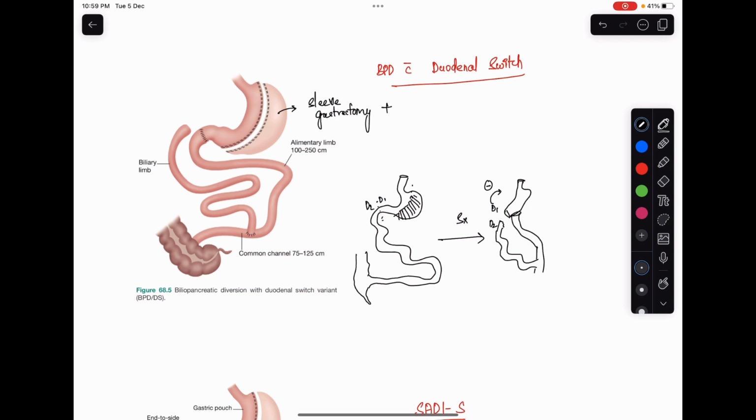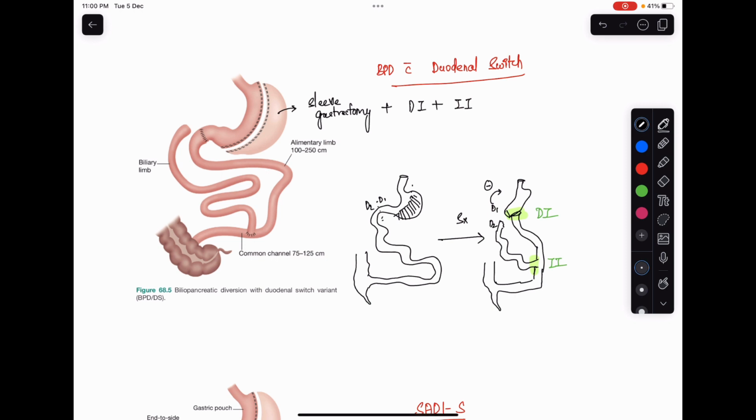Duodenum will be anastomosed to ileum, and we have ileoileostomy. So what do we have here? We have done sleeve gastrectomy, and this is duodenoileostomy, and this is ileoileostomy. So we have done sleeve gastrectomy, duodenoileostomy plus ileoileostomy.